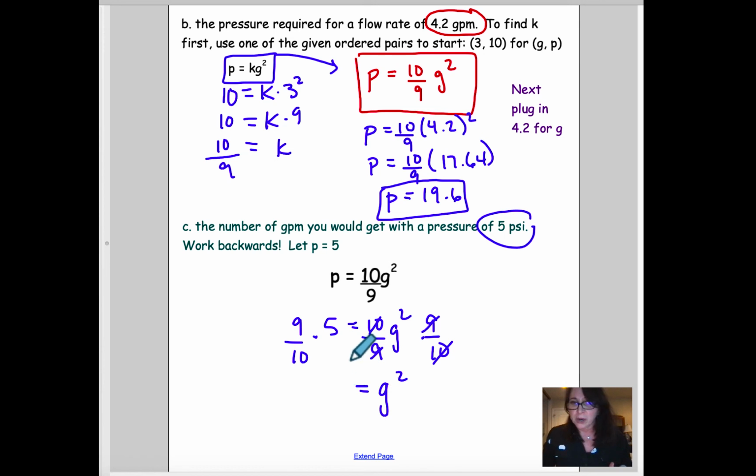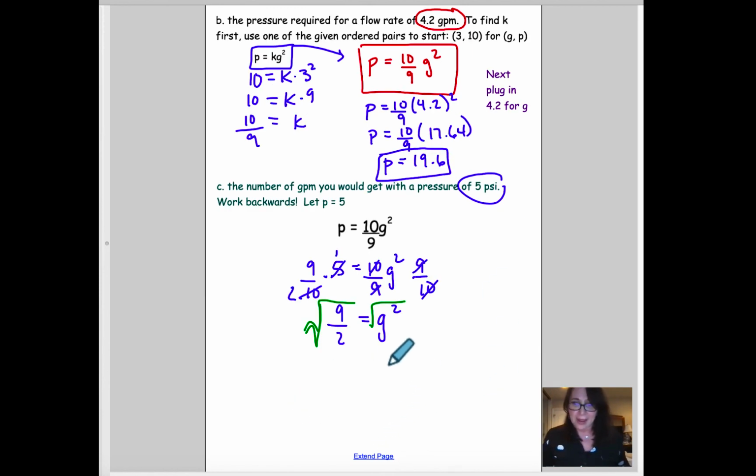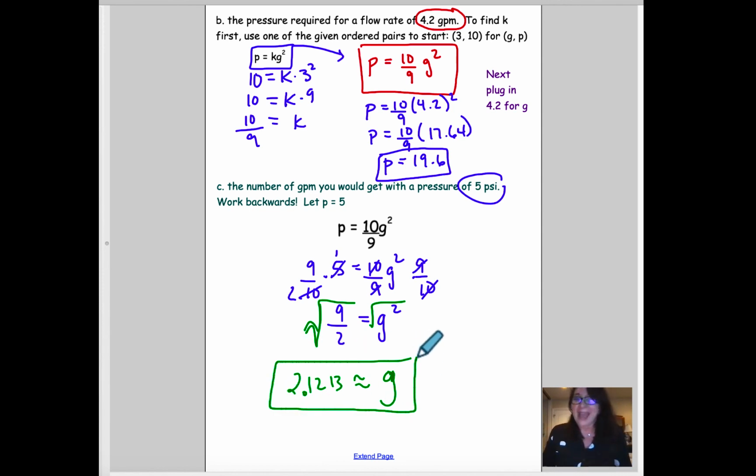And that gives me G squared is equal to 9/2. And then I'm going to square root both sides. When I square root both sides, I'm going to get the square root of 9/2 or 4.5. G is about 2.1213. So that's the gallons per minute, if my pressure is 5. So you just basically are working backwards in this problem. Right? Not terrible.